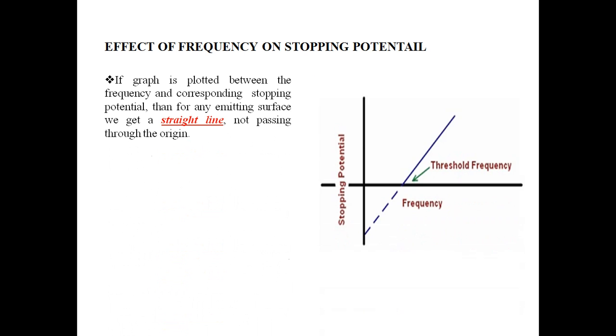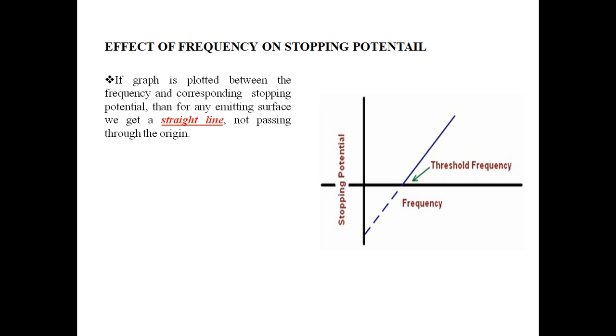Effect of frequency on stopping potential. Here we will discuss the effect of frequency on stopping potential. Here is a graph showing stopping potential on the y-axis and frequency on the x-axis. The trend shows that we get a straight line that cuts the frequency axis, or x-axis.